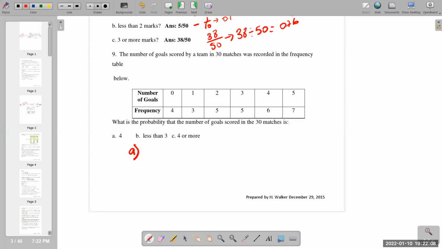And please share your answer for yourself. Please push yourself to share your answer. You can send it to me directly if you don't feel 100% confident. That's perfectly fine. What is the probability of, look at the question here. What is the probability of scoring 4 goals?